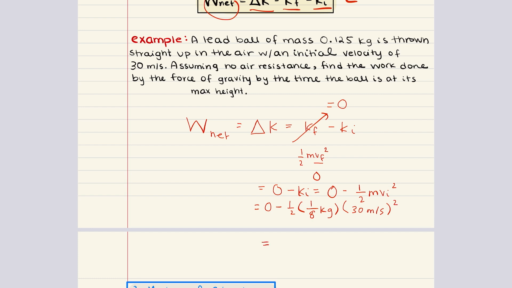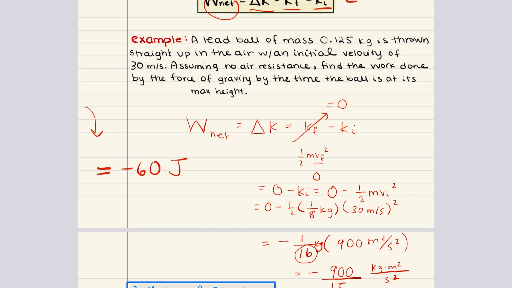So what we have here is negative 1/16 multiplied by 900, and I should write kilograms here to keep the units in place, 900 meters squared per second squared. Now, I'm going to approximate 16 to 15 so that the calculation's a little bit easier. Now we have negative 900 divided by 15 kilograms times meters squared over second squared. And this is going to give us a value of about negative 60 joules. So the answer here is going to be negative 60 joules. This is the work done by the force of gravity by the time the ball is at its maximum height.